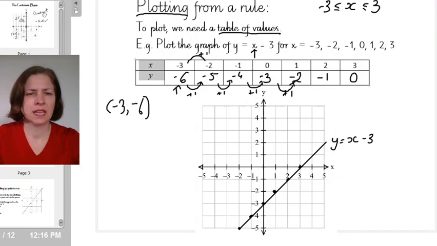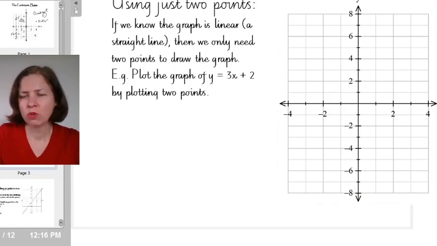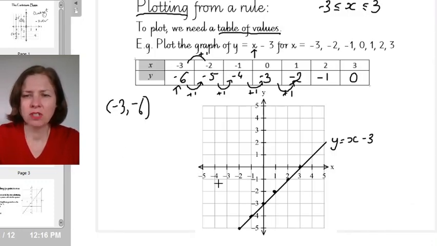All right, let's keep going. Now we're going to look at a quicker way to draw a line, because actually a straight line is defined by 2 points. In fact, let's just go back to this example. As soon as I had any 2 points, like these 2 points here, I could have drawn a straight line through them and the line would have been accurate. It doesn't matter which 2 points I choose.